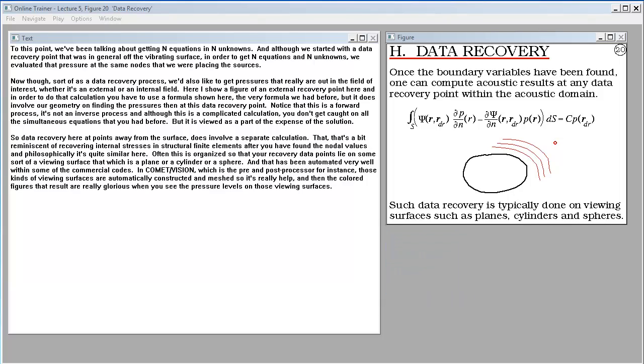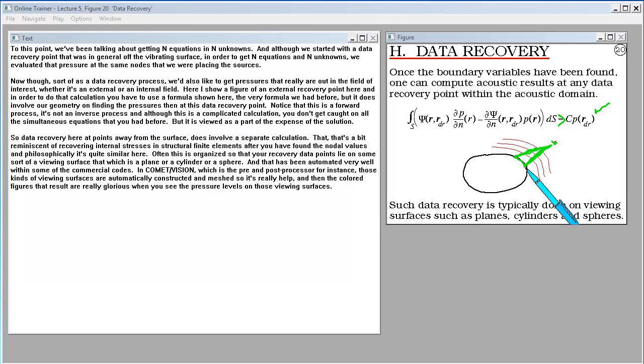Here I show a figure of an external recovery point, and in order to do that calculation you have to use a formula shown here, the very formula we had before, but it does involve a lot of geometry in finding the pressures at this data recovery point. Notice that this is a forward process, it's not an inverse process, and although this is a complicated calculation, you don't get caught on all the simultaneous equations that you had before.